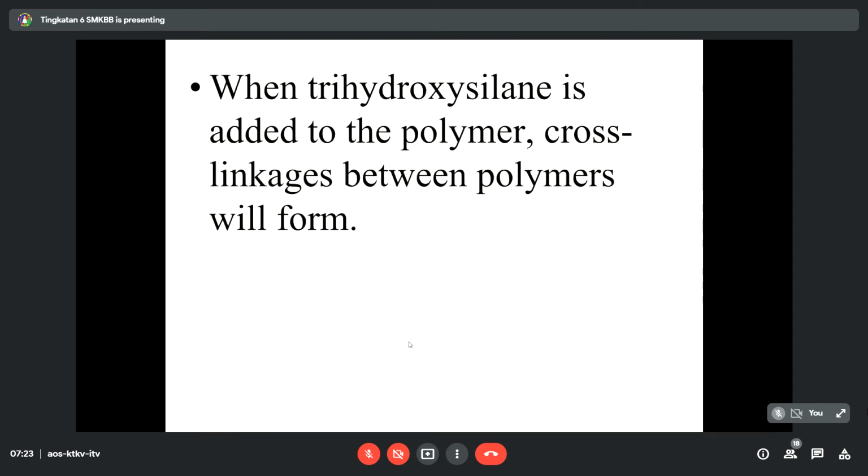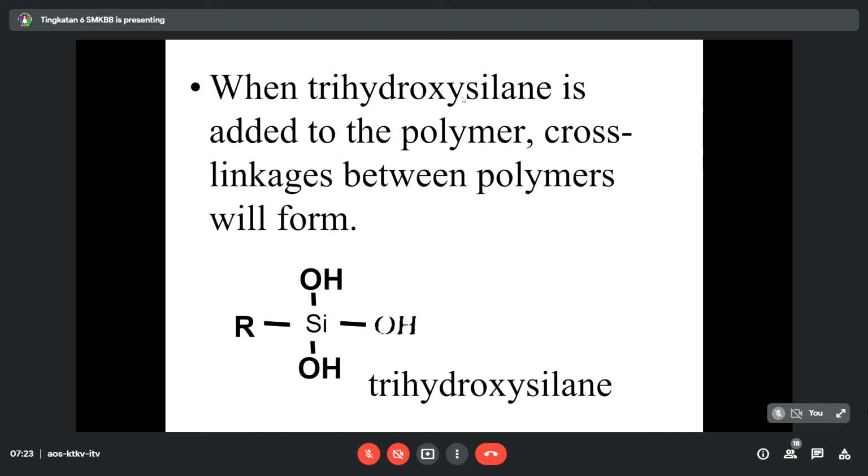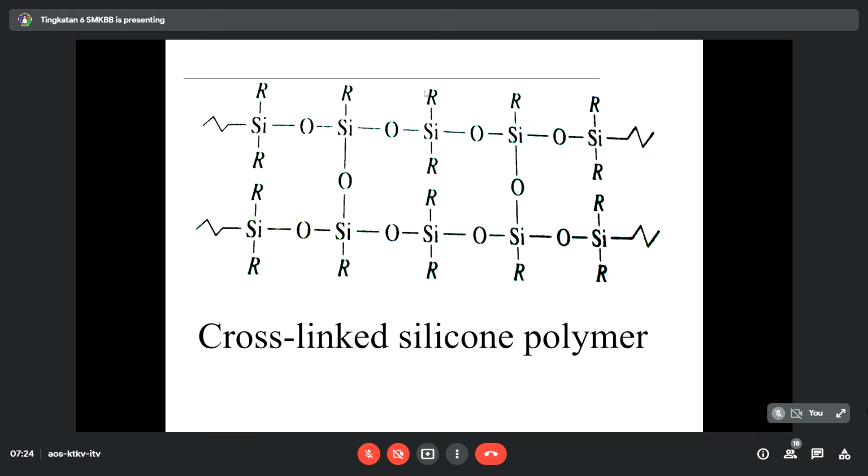And if you add in the trihydroxysilane, you make your polymer from one long chain. Now it becomes cross linkage. Then that means you can make layer and layer and layer to it. Okay.